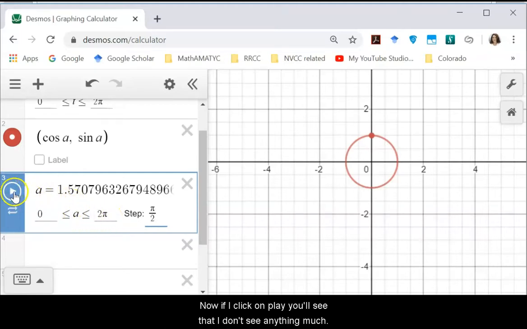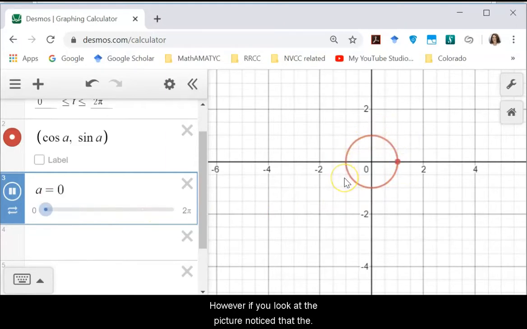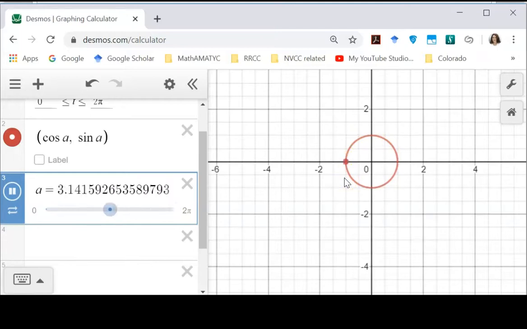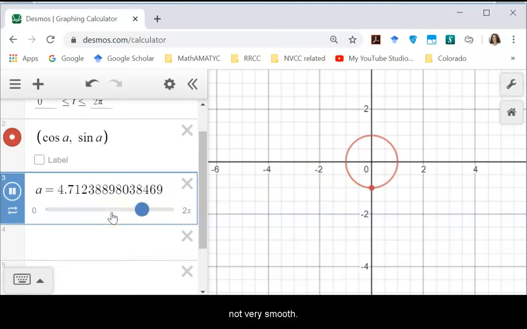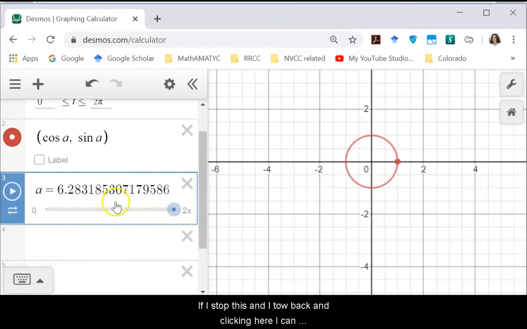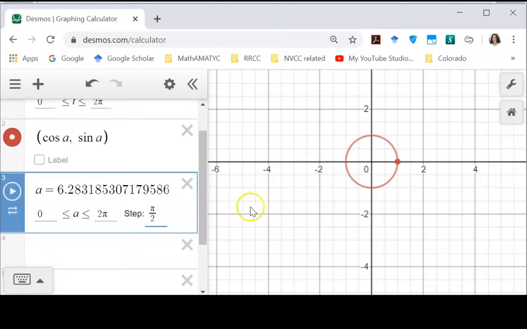Now if I click on play, you'll see that I don't see anything much different. However, if you look at the picture, notice that the dot is clicking around the picture at the multiples of pi over 2. Now, this is giving me what the graph looks like, but it's not very smooth. If I stop this and I go back and click in here, I can change the step to something else. Desmos will prevent you from producing a very poor picture by giving you the true picture no matter what. The graphing calculator, on the other hand, will not.